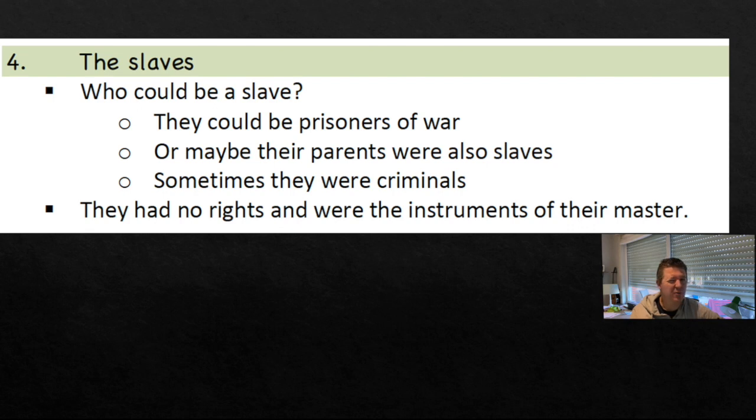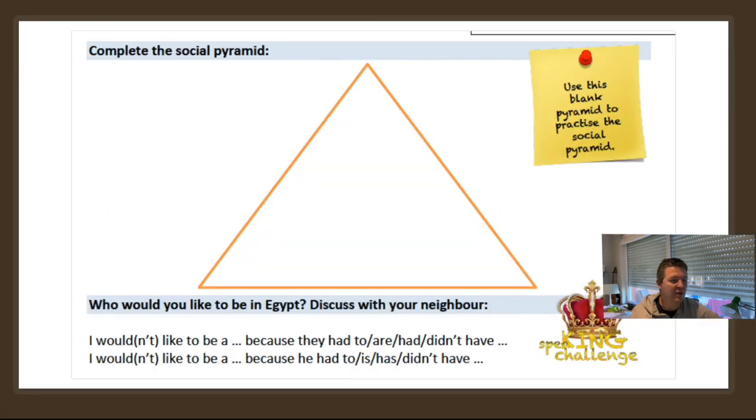So Egyptians were not the only ones to do this. So let's not blame the Egyptians. The Romans did it too, and the Greeks did it too. Actually, the ancient times, they were a slave society. Yeah, good. So they had no rights at all, and they were the instruments of their master. That's also something that is quite important.